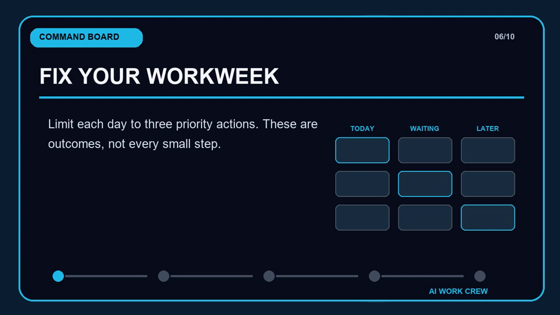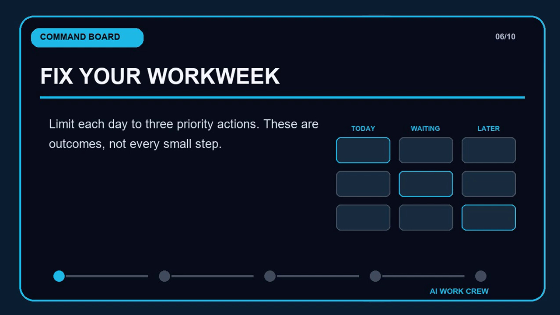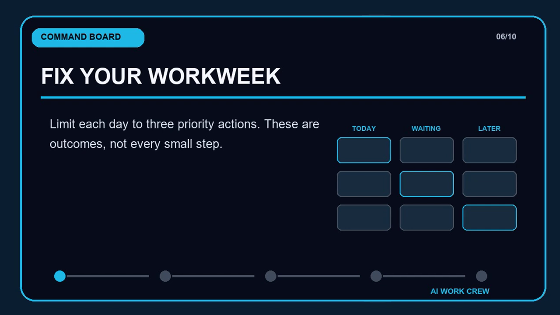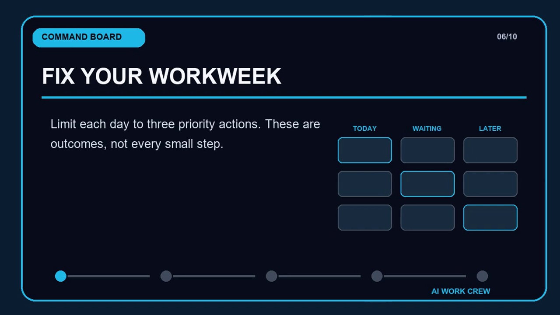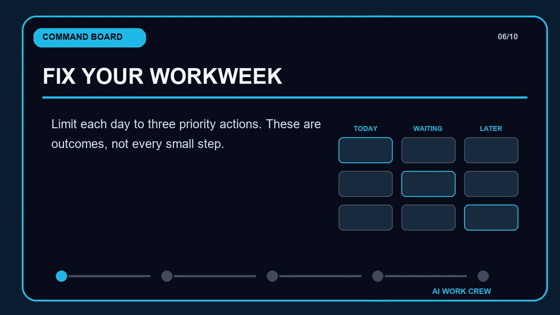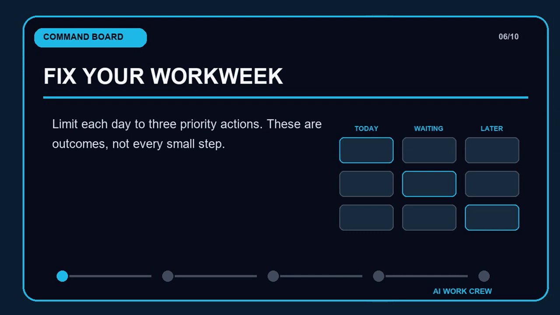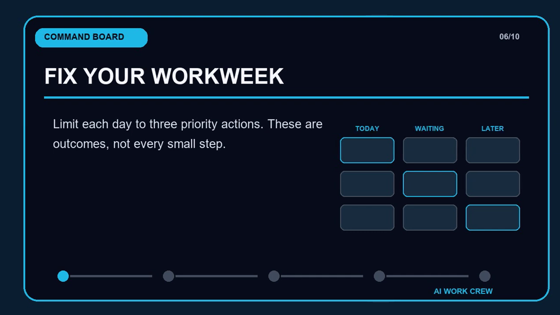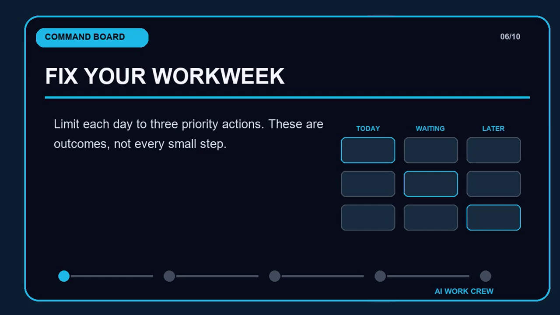AI did not decide that collecting money was more important than serving tomorrow's customer. It organized the dependencies so the business owner could make that decision with the facts visible. Limit each day to 3 priority actions. These are outcomes, not every small step.